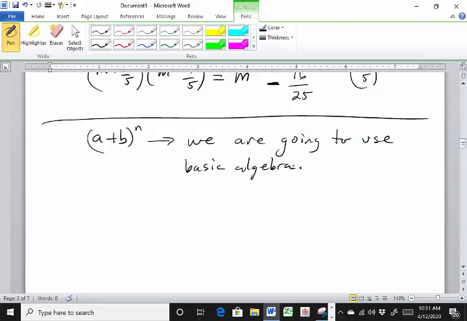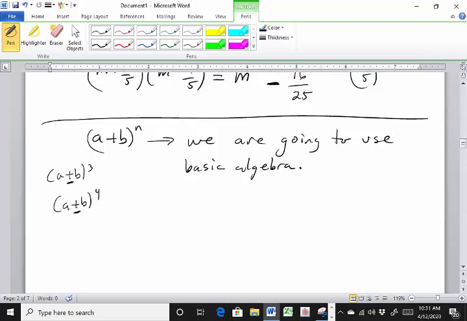But later on, you will learn how to expand things like a plus b to the 3rd power, a plus b to the 4th power, and so on. It's called the binomial theorem, all right? And this could be plus or minus, right? Doesn't have to be just plus. But for now, we're just going to use basic algebra.